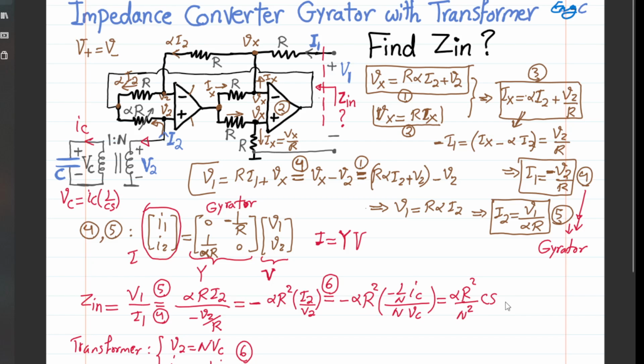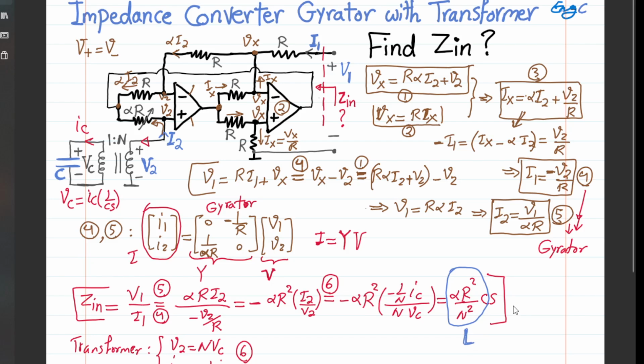So at the end, what I obtained is that Zin, as observed from port 1, is equal to this outcome. And that's very interesting because Zin feels like an impedance, like an inductance. That's what I learned here. We have a constant that is a function of parameters in this circuit, including the value of alpha in this potentiometer or variable resistor, R itself, the number of turns in this ideal transformer, and the value of the cap C. But at the end, alpha R squared divided by n squared times C becomes effectively my L.